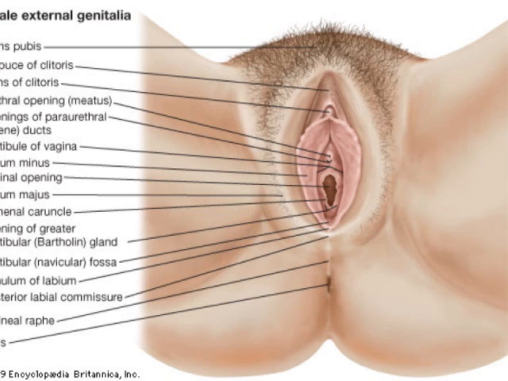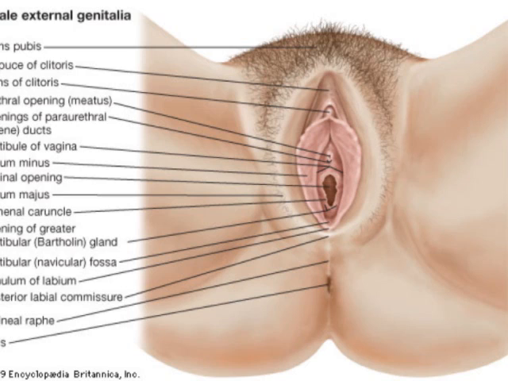Okay, now we're going to talk about the female external genitalia. First, starting from the very top, we have the mons pubis, and then right below that, we have the prepuce of the clitoris. Next, we have the glans of the clitoris. And then next, following that, is the urethral opening, where the urine comes out. Next is the opening of the paraurethral ducts. Then the vestibule of the vagina.